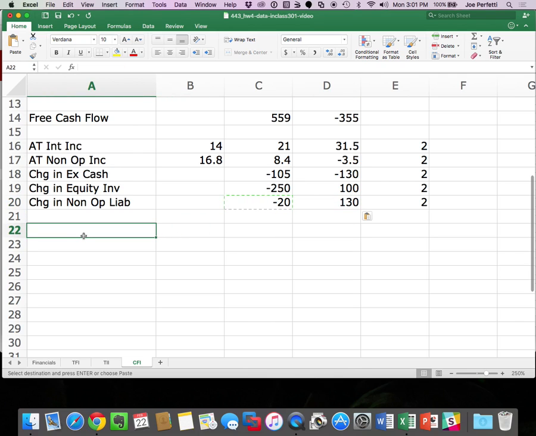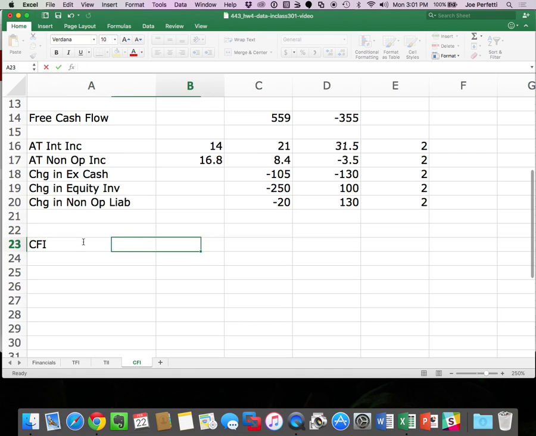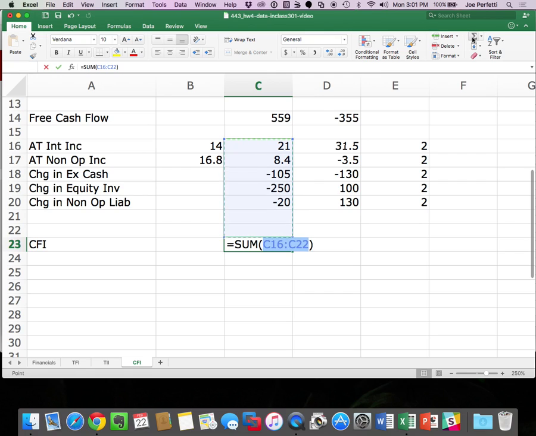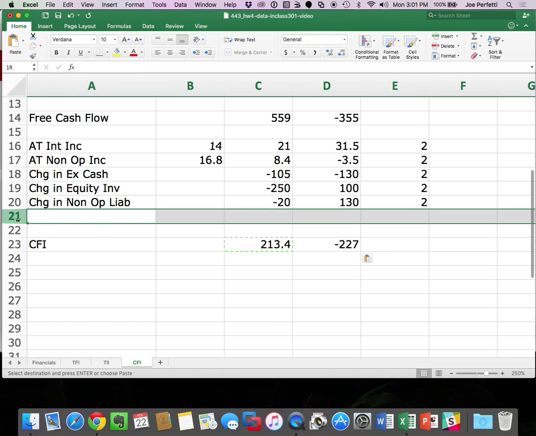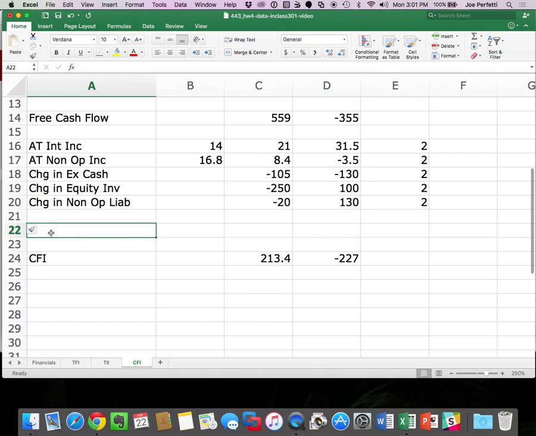So when I look at my CFI, I could sum these and call this non-operating cash flow. Cash flow, and that basically is that.